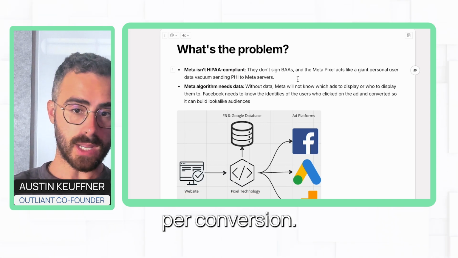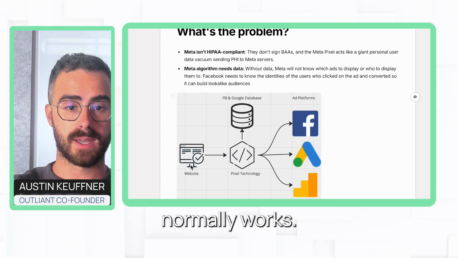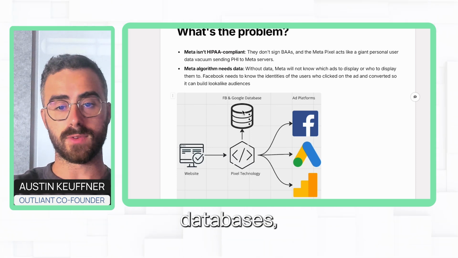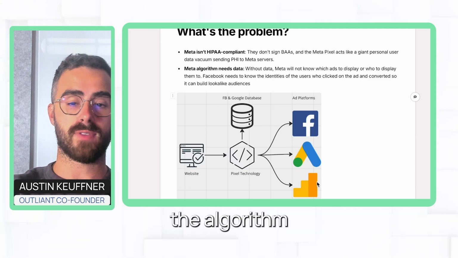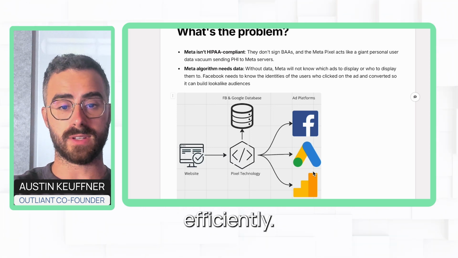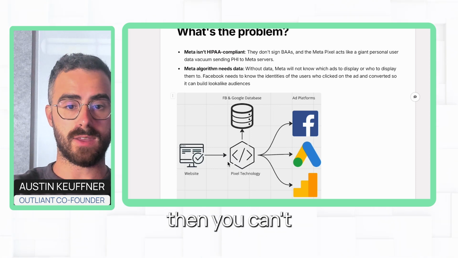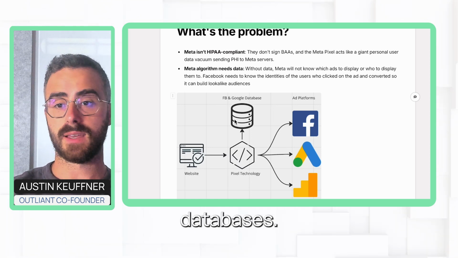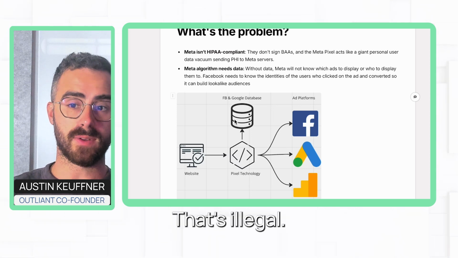So if you look at this visual here, this is how the Meta platform normally works. Essentially, you have your website, the Pixel technology is on your website, the Pixel technology sends your data to the Facebook and Google databases, and then also sends the data to the ad platforms to optimize and for the algorithm to just run much more efficiently. If you have a medical website or run a medical practice, then you can't have this pixel on your website because it's sending the data to the Facebook and Google databases, and essentially you're sending PHI to these platforms, which you do not want to do. That's illegal. It'll get you sued.